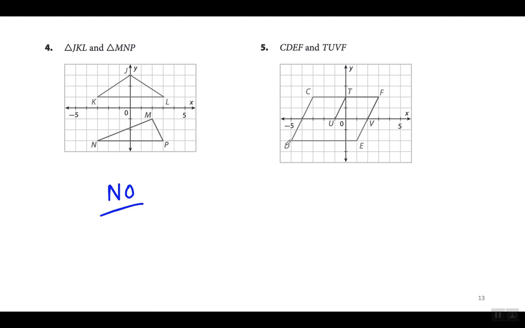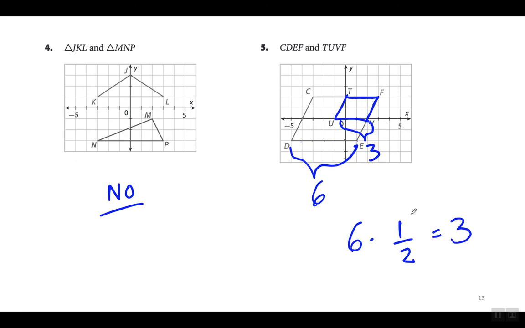All right, here in this one they're comparing this parallelogram to the bigger one. The little one is harder to see, so that's why I outlined it in blue. All right, so CDEF to TUVF. CDEF is the big one, all right? So let's do the same thing I just did. Let's compare DE to UV. DE is 1, 2, 3, 4, 5, 6, and UV is 3. So that would obviously make the scale factor 1/2. 6 times 1/2 is 3.